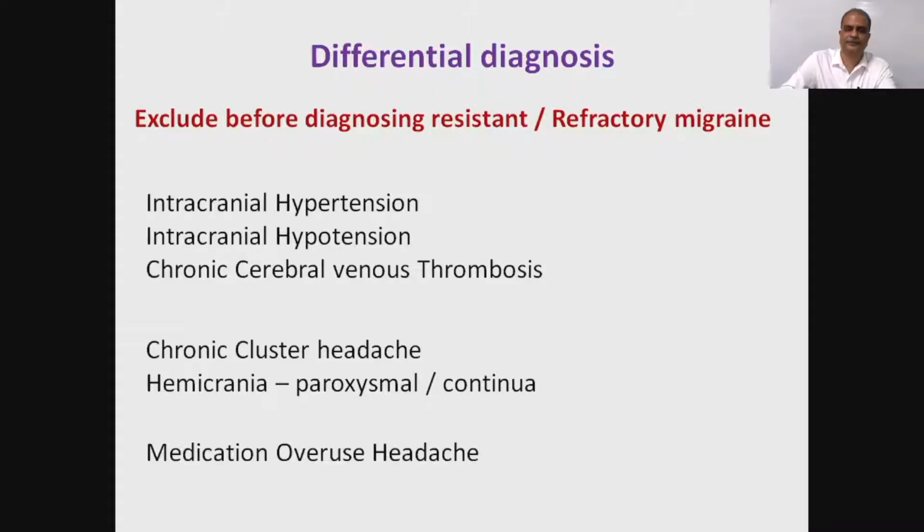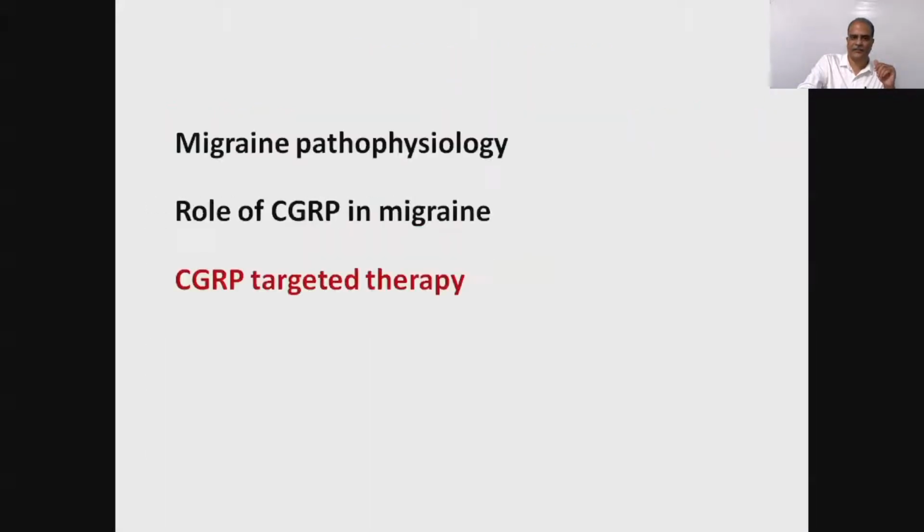Another thing is medication overuse headache, which is a topic by itself. These are patients who are very refractory to treatment, and it is another important differential for chronic migraine. So these are the differentials you should rule out before you label them as refractory or chronic migraine.